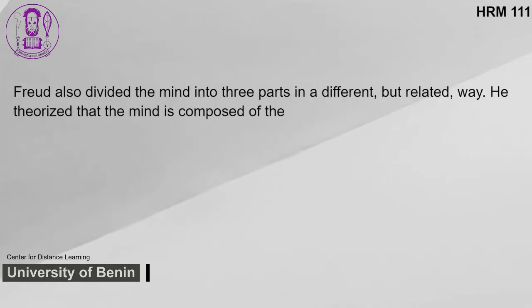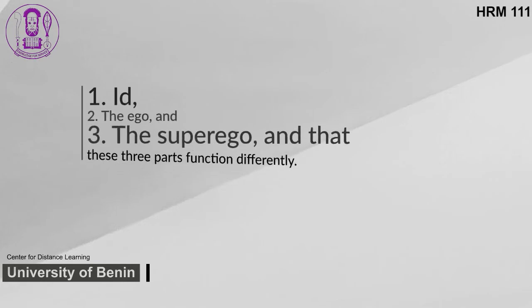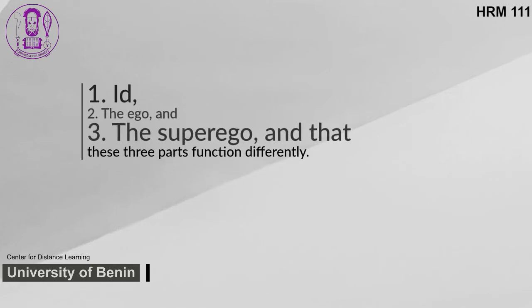Freud also divided the mind into three parts in a different, but related way. He theorized that the mind is composed of the 1. Id, 2. The ego, and 3. The superego, and these three parts function differently.